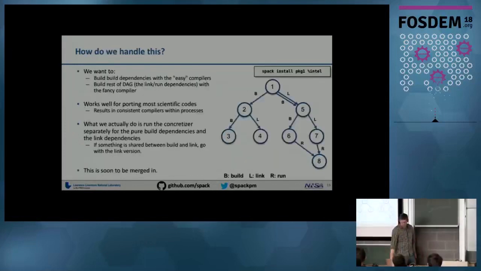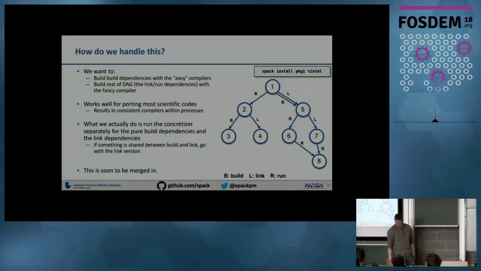So what does this look like? We have a DAG like this where I've got a bunch of different packages. The B's are build dependencies, the L's are link dependencies, the R's are run dependencies. I want to build this so that the build dependencies get built with the easiest compiler possible, where I don't care about performance, but anything that links into this thing, which I intend to run on the back end, which I intend to run fast, is going to get built with the fast compiler.